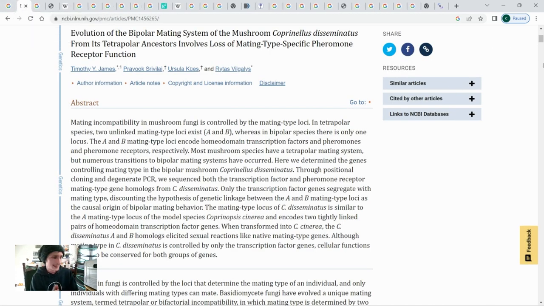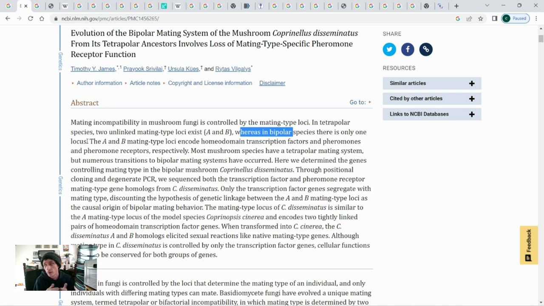Another quick consideration if you're breeding mushrooms is tetrapolarity and bipolarity. Mating incompatibility in mushrooms is controlled by the mating type loci. In tetrapolar species, two unlinked mating type loci exist, A and B, whereas bipolar, and to keep it simple, we'll look at the bipolar first. In bipolar species, there's only one locus. So there's one mating locus.